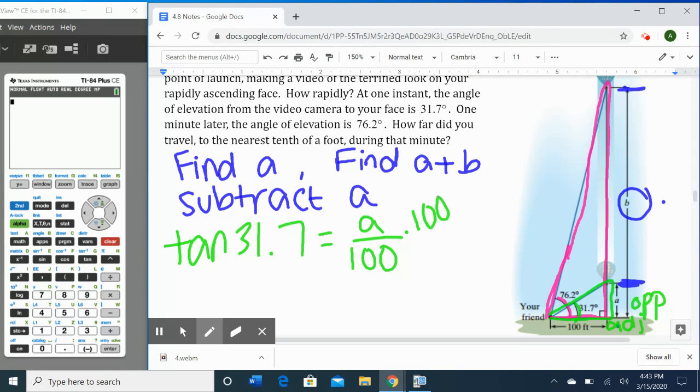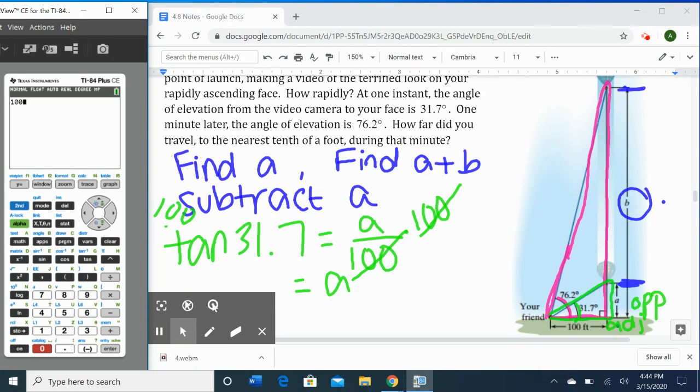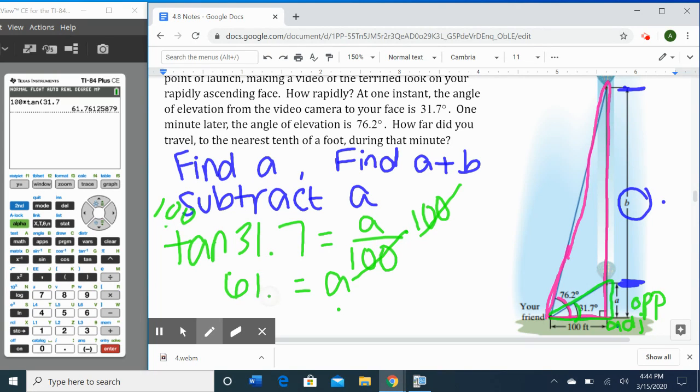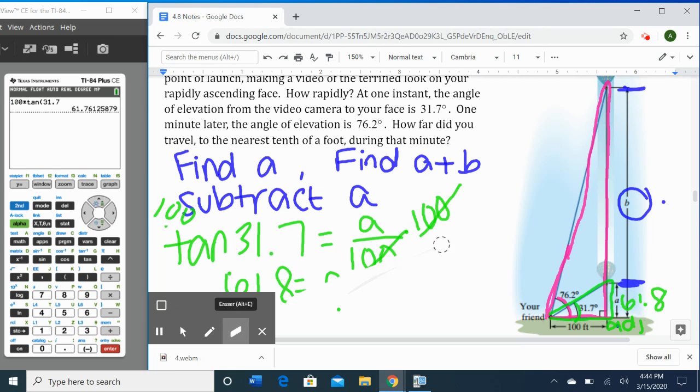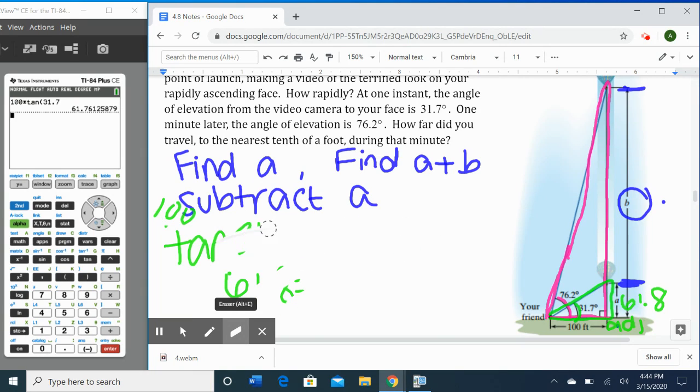So I'm going to multiply both sides by 100, and I'm going to take 100 times the tangent of 31.7 to find that side A is equal to, it says nearest tenth of a foot, so I'll call it 61.8. So I know A is 61.8. So let me label that over here because I'm going to erase my work to give myself more room. So A is 61.8. So I found A.